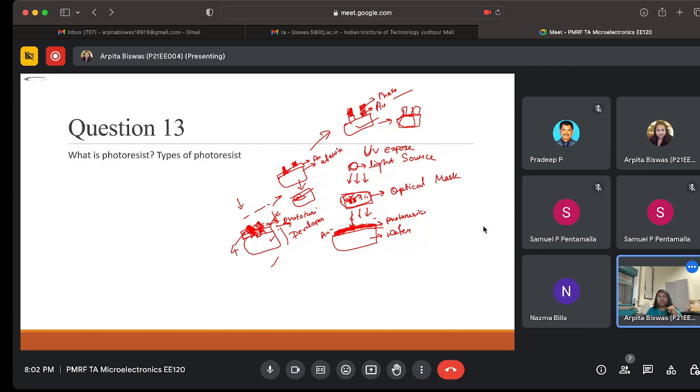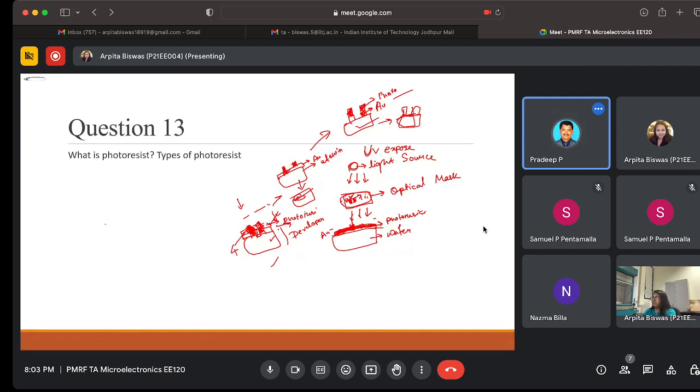And the types of photoresist, negative and positive. What is the difference between the negative and positive photoresist? Whenever a portion is exposed to the light in positive photoresist, that will be etched, whereas in negative photoresist, the exposed areas will be the pattern.